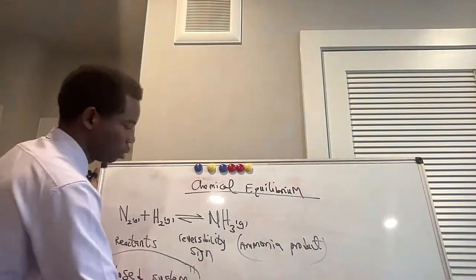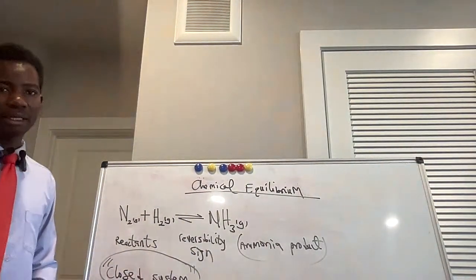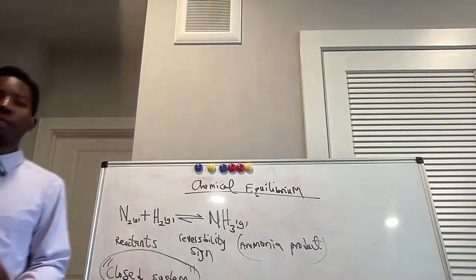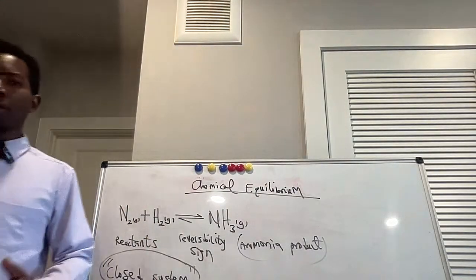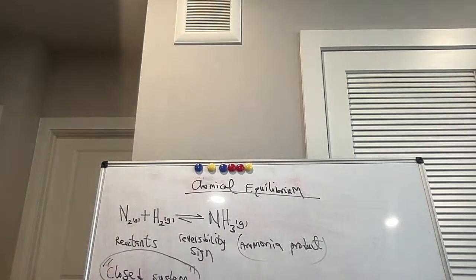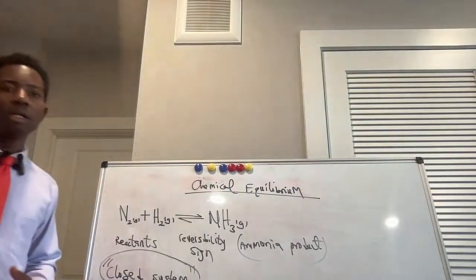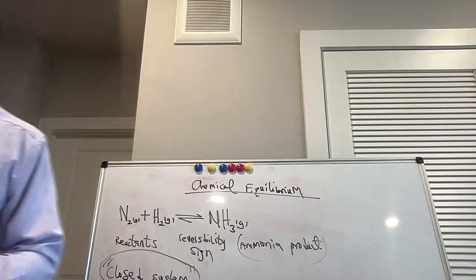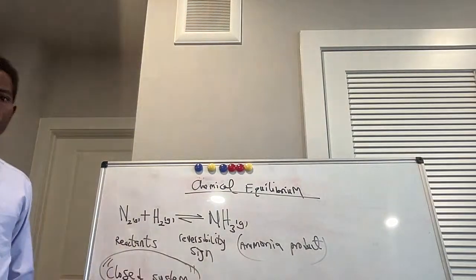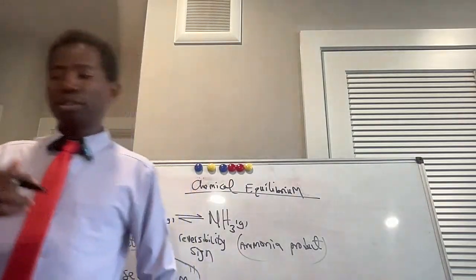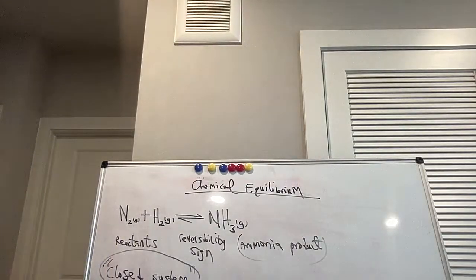So we have defined equilibrium as a reaction whereby the backward reaction and the forward reaction are equal. When the backward reaction and the forward reaction are equal, that is, the rates of backward and forward reaction are equal with respect to time, that's what we call equilibrium. And it happens in a closed system. Equilibrium can only take place in a closed system.